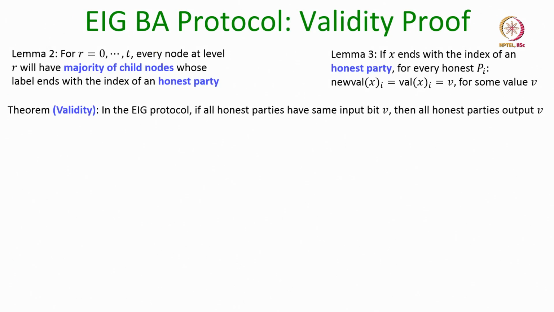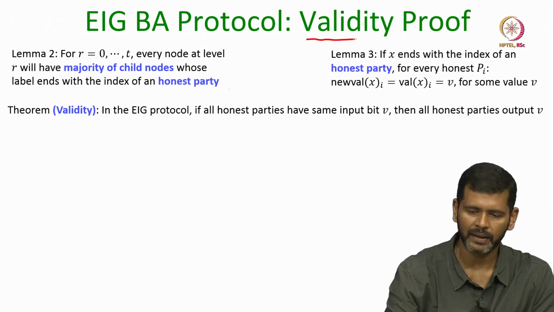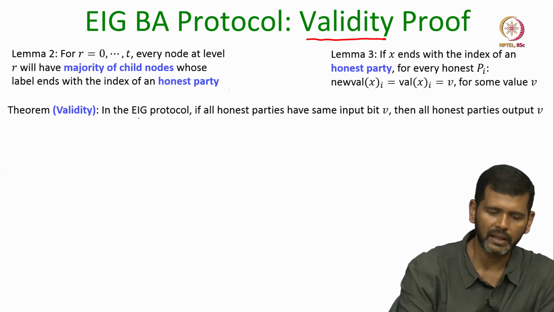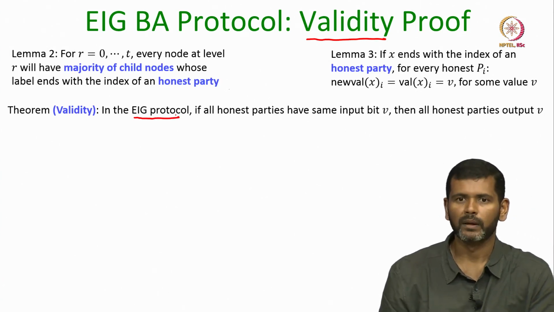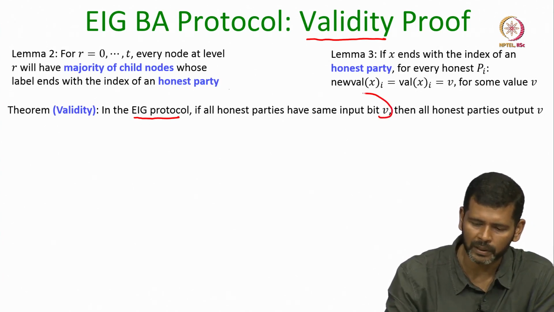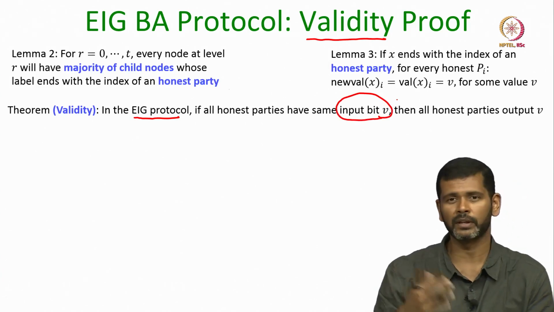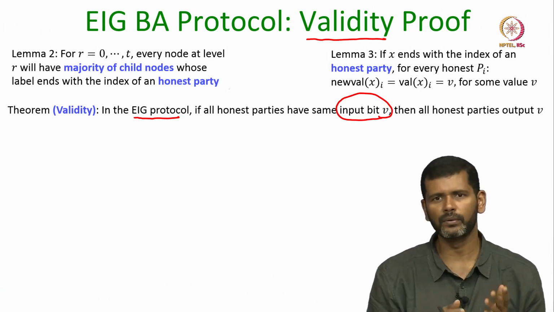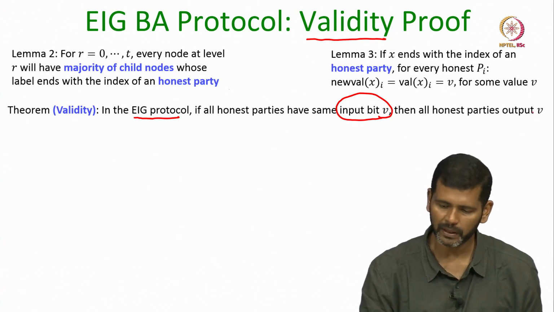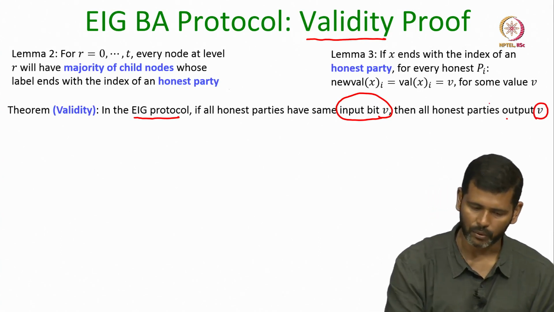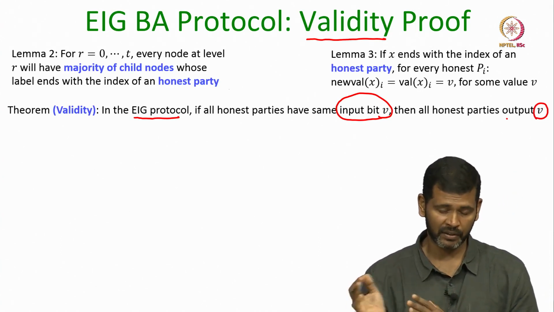Okay. So, now we will use lemma number 2 and lemma number 3, which we have proved, to conclude our validity proof. The validity statement is that in the EIG protocol, if all the honest parties start the protocol with the same input bit, say v, where v could be either 0 or 1, then after exchanging messages, assigning old values, and computing new values, each party will have the decision output v only. That means the old state v remains the same; it does not get changed.